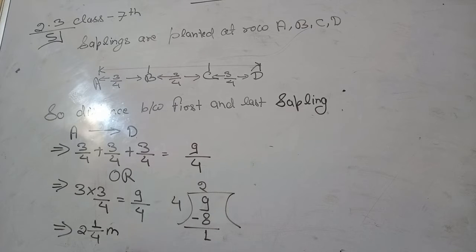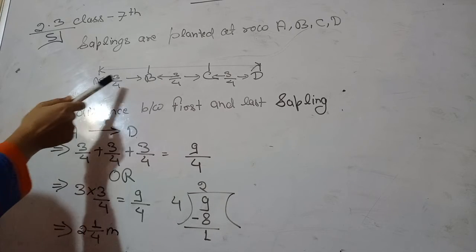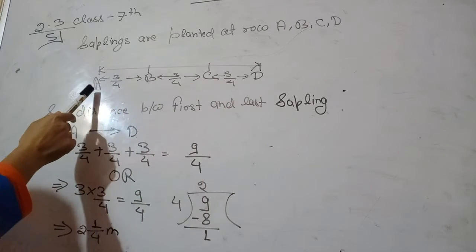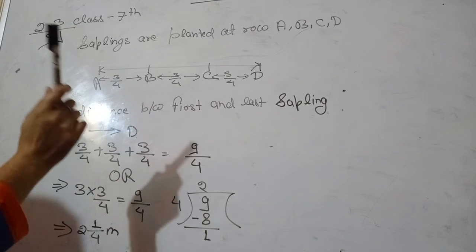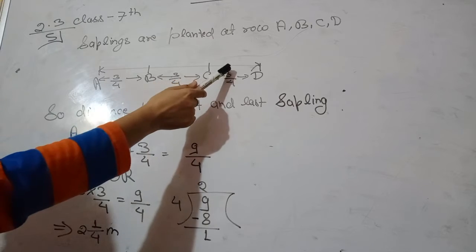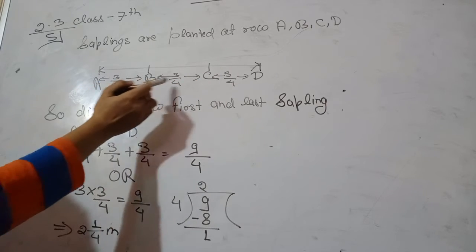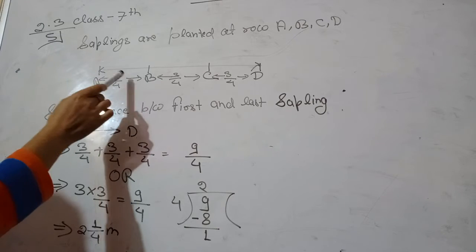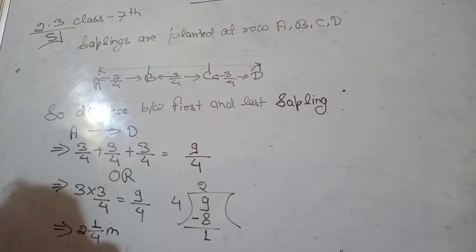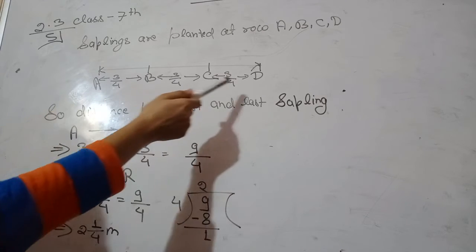Okay. Sally plants 4 saplings in a row. So how many saplings? 1, 2, 3 and 4. And the distance between two adjacent saplings is 3 by 4. So how many gaps are here? 1, 2, 3. And between two adjacent saplings, what is the distance? The distance is 3 by 4 meter. And what is asked in the question? The question is, what is the distance between the first and last sapling.